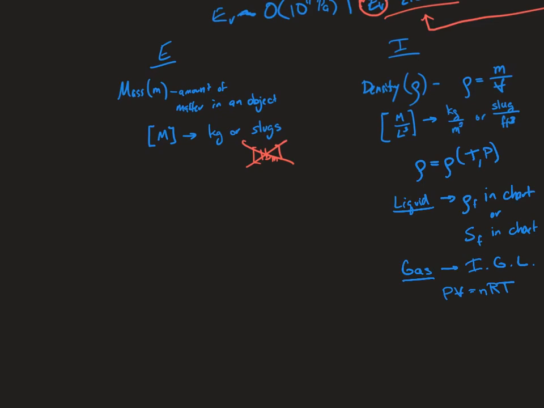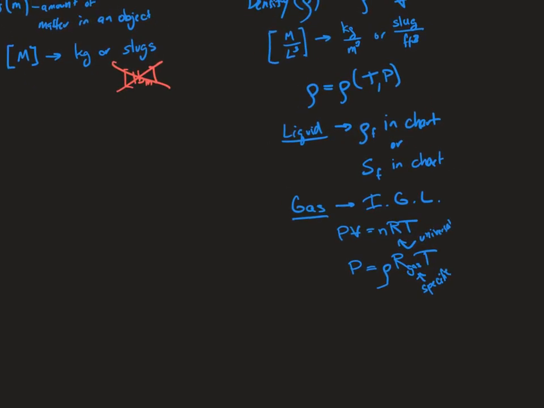Okay, where this R right here is the universal gas constant. The other possibility is what we call a specific ideal gas law, which is P equals rho times R for an individual gas, times T. The difference between these two R's is this R is universal, and this one is for a specific gas. And that is how you're going to get your density.